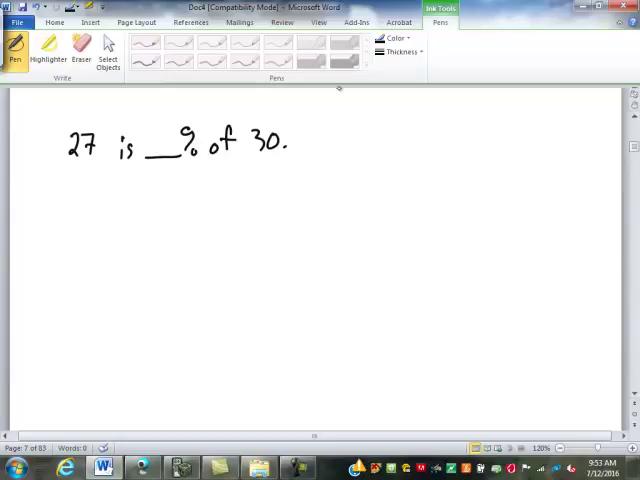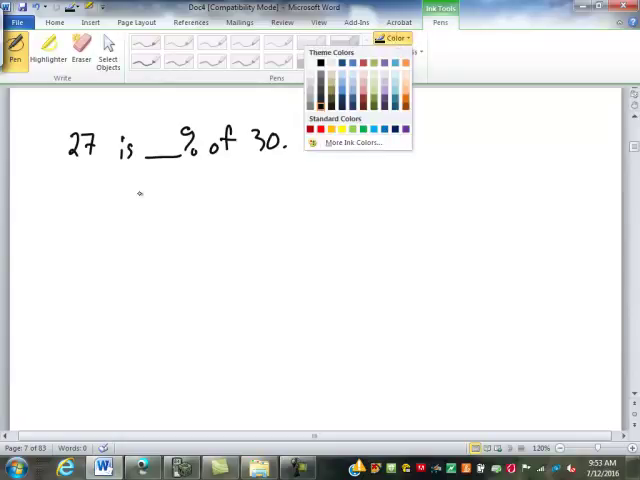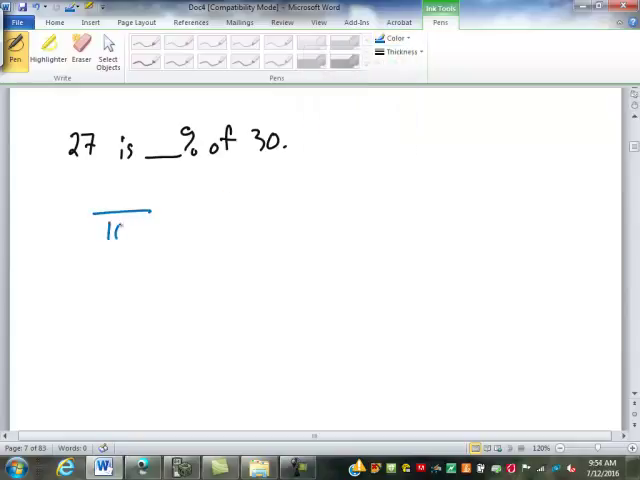So blank over 100 equals what goes on the other side? 27 over 30. Cross multiply and divide, we get 90. Very good. How many got 90%? Oh, clean sweep. Good deal.